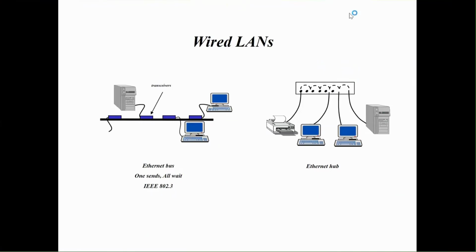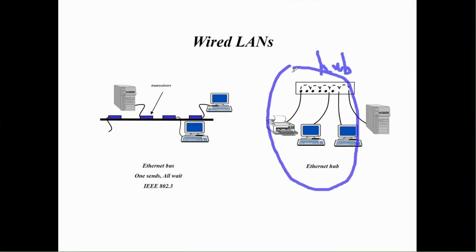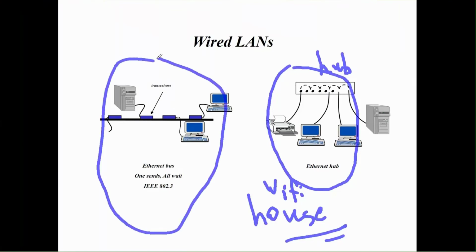So we have a hub here. Example of this is what you have in your house, right? With Wi-Fi. This could easily be a Wi-Fi network where you have a LAN, a wireless LAN, connecting multiple computers together. You can easily do that. Or it could be like in an office, for example. This could be an office example.